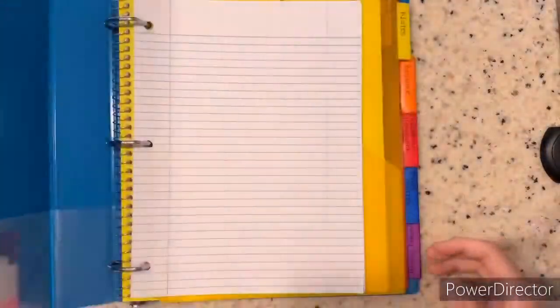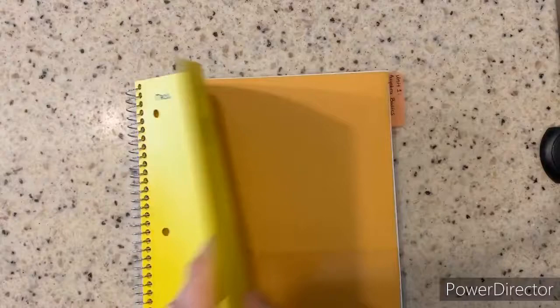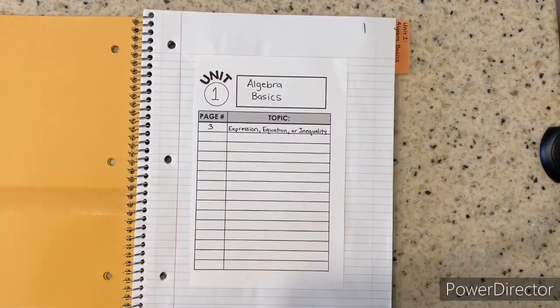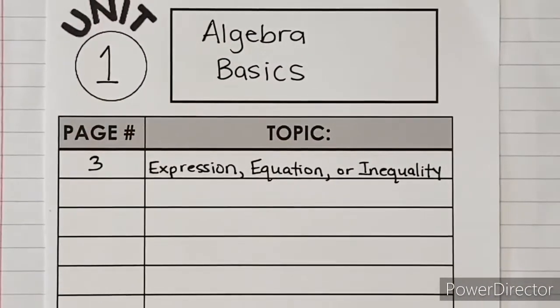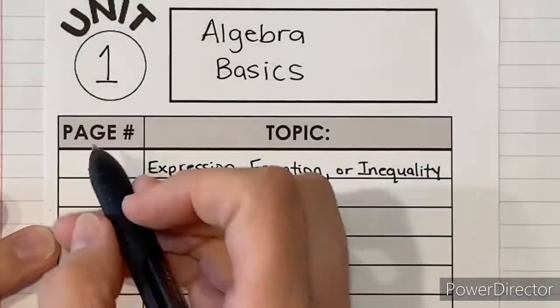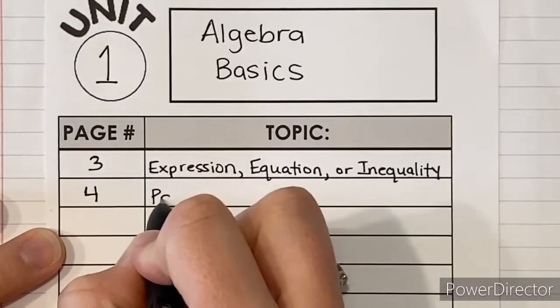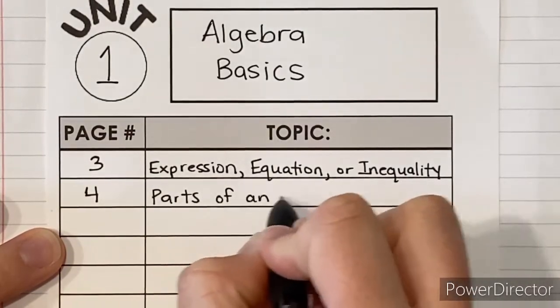Okay, everybody, we are back with the note set number 2 of our Unit 1. So let's go ahead and get our notebook out. We're going to flip to our Unit 1 table of contents here. And we are ready for our second set of notes. So that's going to go on page 4. So page 4, and that note set is titled Parts of an Expression.